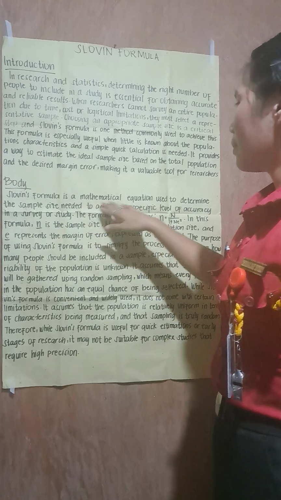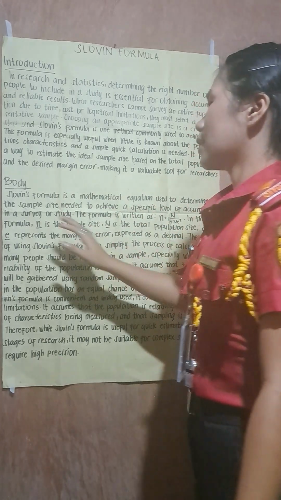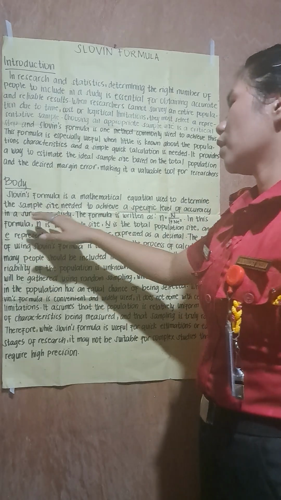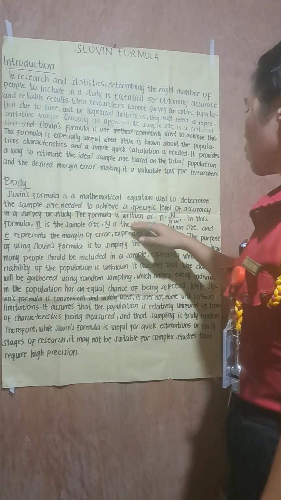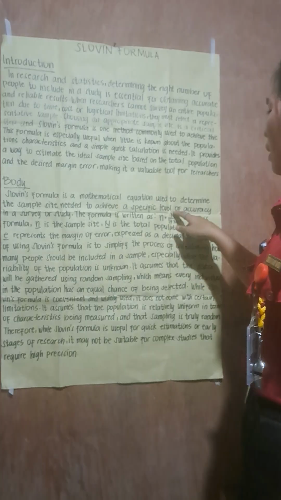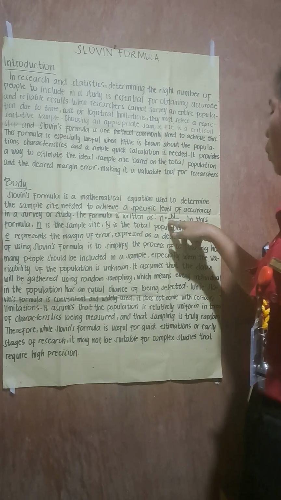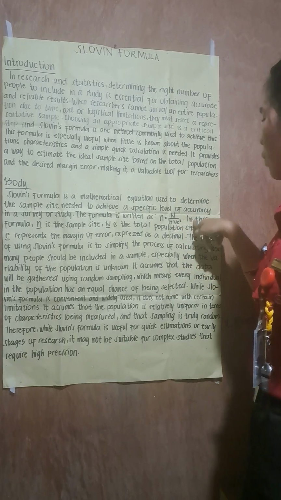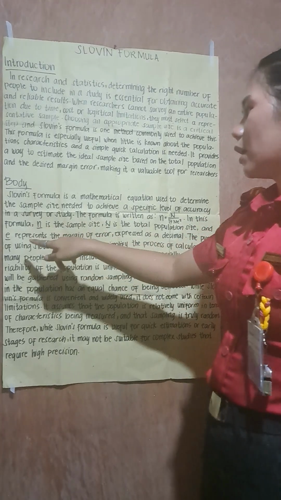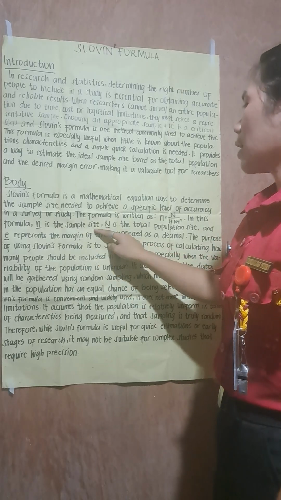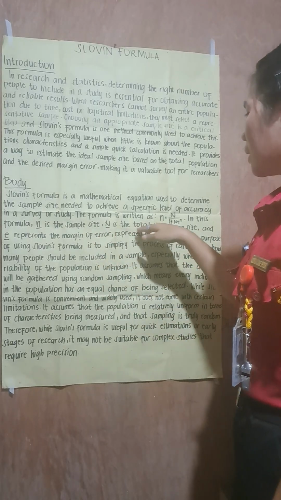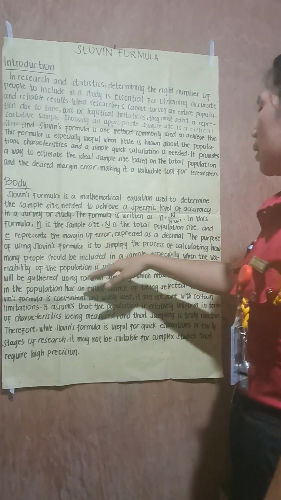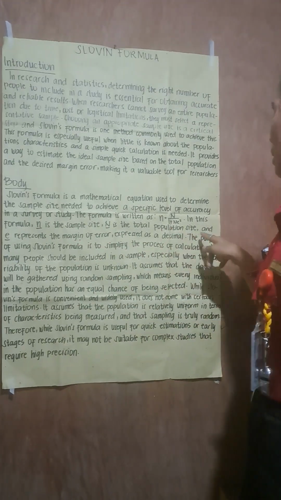Slovin's formula is a mathematical equation used to determine the sample size needed to achieve a specific level of accuracy in a survey or study. The formula is written as n equals big letter N divided by 1 plus N times e squared. In this formula, small letter n is the sample size, big letter N is the total population size, and e represents the margin of error, expressed as a decimal.